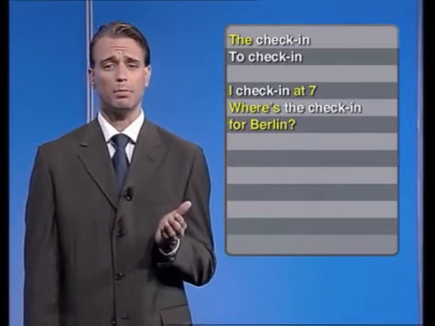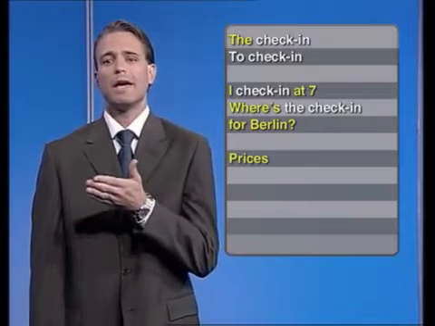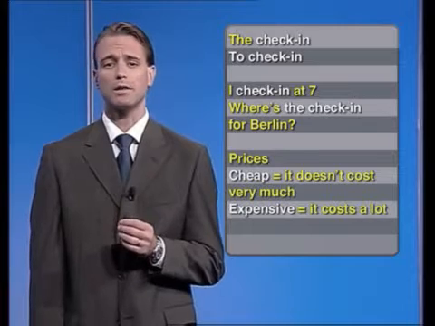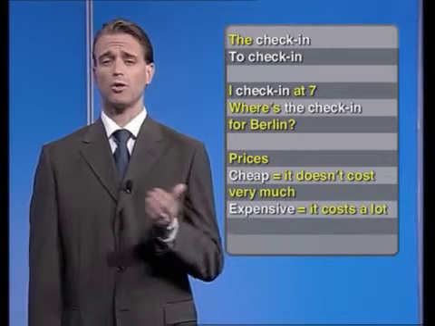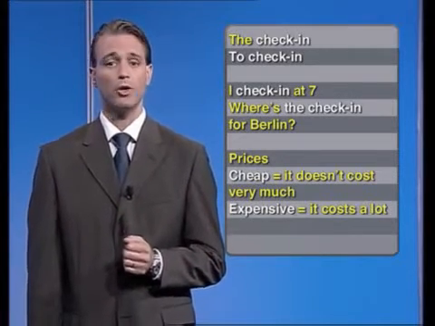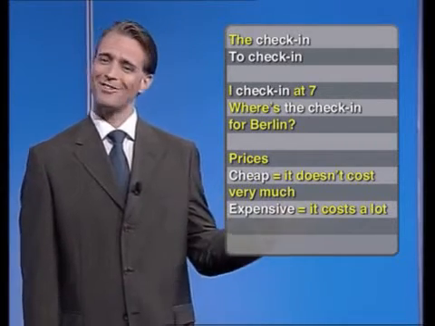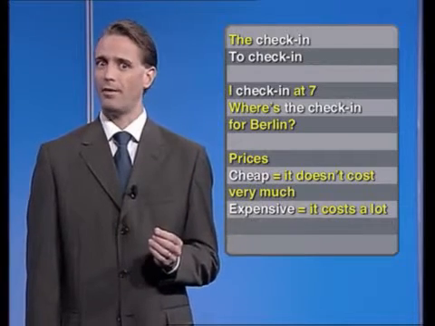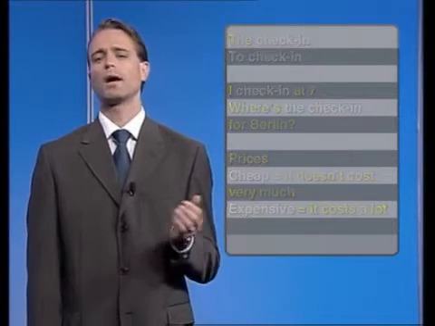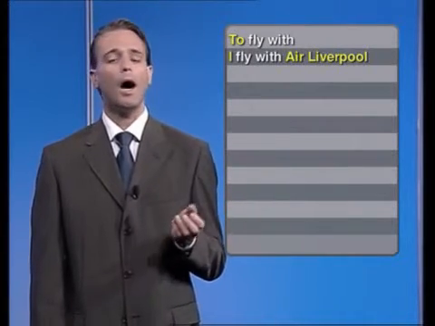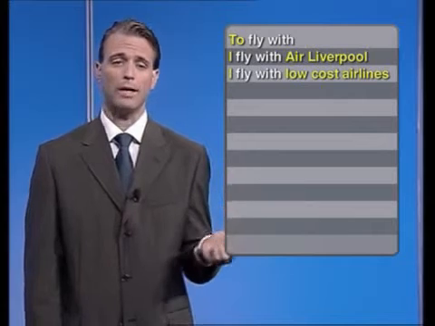When we talk about cheap prices, we mean it doesn't cost very much, and expensive means it costs a lot. My ticket to Berlin is 600 euros. It's expensive. Your ticket is 100 euros. It's cheap. Her ticket is 30 euros. That's very cheap. To say what airline we use, we say fly with, followed by the name of the airline. I fly with Air Liverpool, or the type of airline. I fly with low-cost airlines.